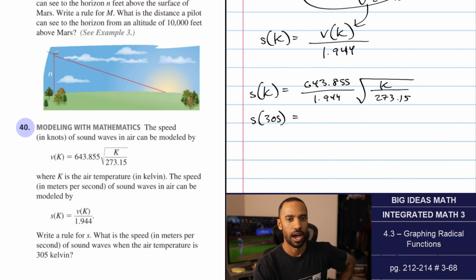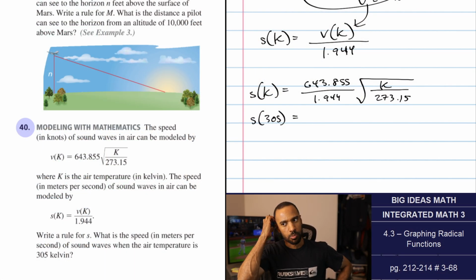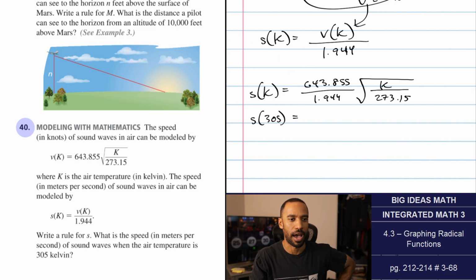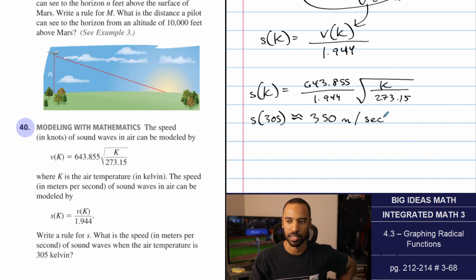Okay, so I guess it does make sense that 273.15 degrees Kelvin is 0 degrees Celsius, because maybe at the freezing point of water, then it's some speed of sound, whatever. Anyway, so S of 305 is about 350. I'm rounding this one. About 350 meters per second.